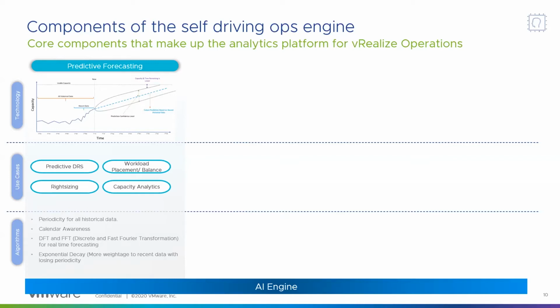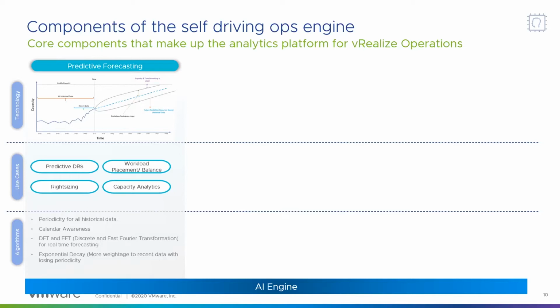The use cases you solve with this are things like predictive DRS. You want to make sure that DRS is placing a VM even before the host goes hot or the VM on the host faces contention. The second is right sizing. If you know the future and what the utilization of a workload will be, then you can right size the workload today and make sure that it will not run out of capacity in the upcoming future as well. Then workload placement and balance, and I'll give you some examples of that.